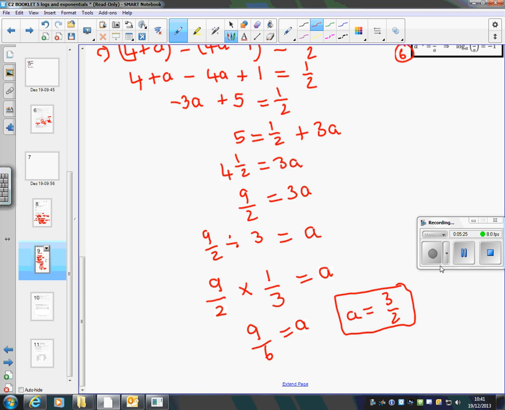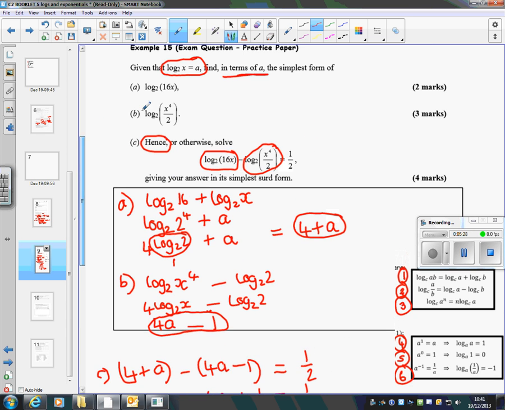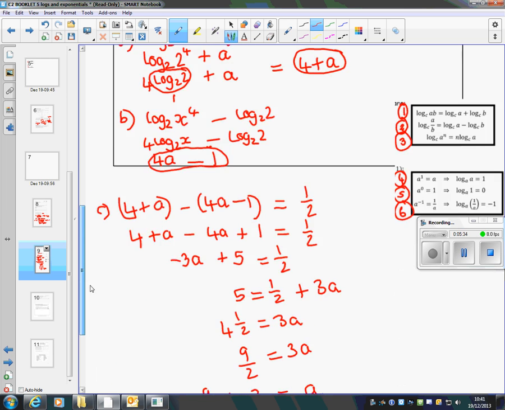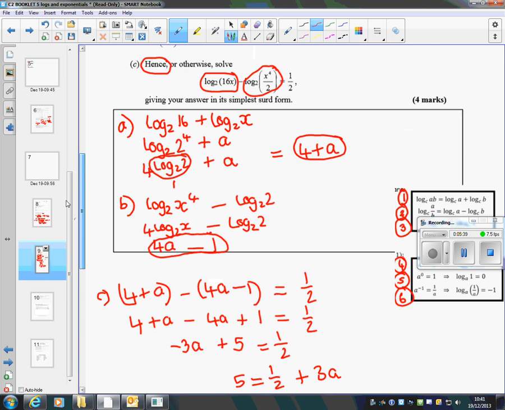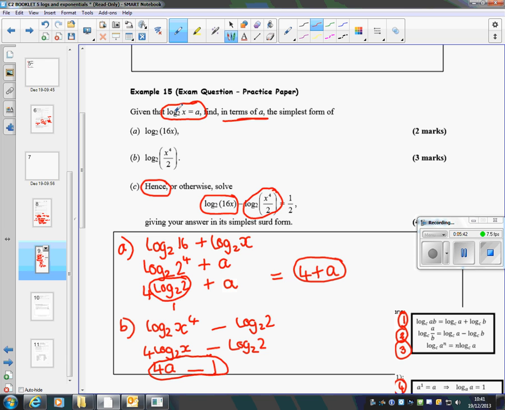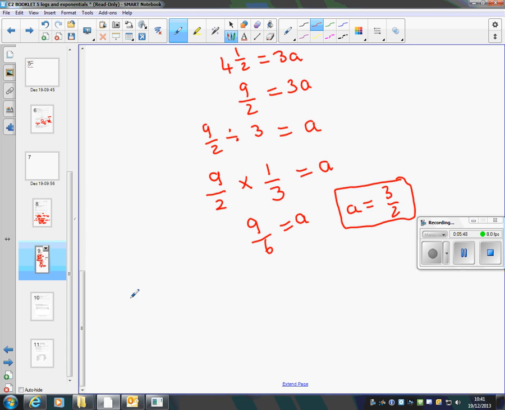Now, is that our final answer? Let's just have a look at the question again. Our question was in terms of x, so we want to solve and find out what x is. So we're not quite done yet because we've got an answer which is for a. If we go right back to the start of the question, we know log to the base 2 of x is equal to a. So we've got an equation there which includes x and a, and we've just worked out that a is 3 over 2, so log to the base 2 of x is equal to 3 over 2.